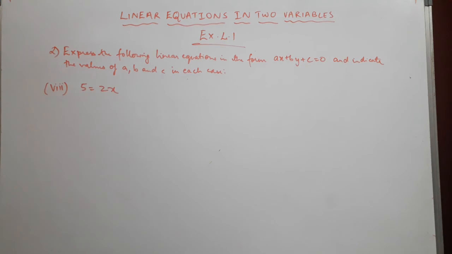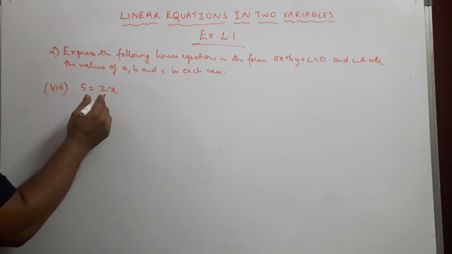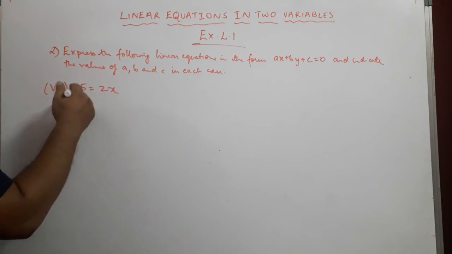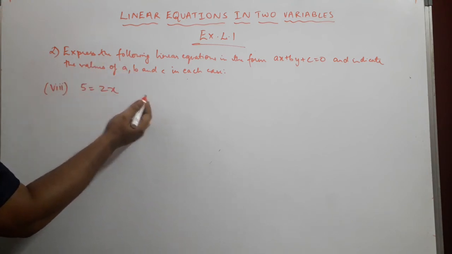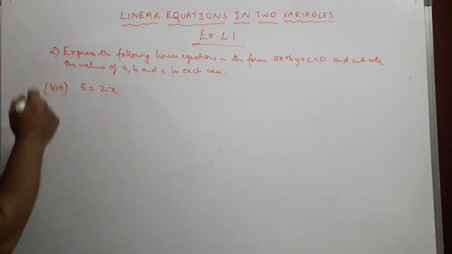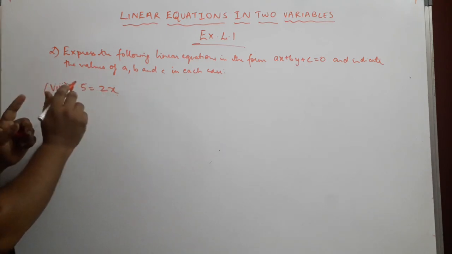Coming to the final problem under question number 2 from exercise 4.1, we have 5 equal to 2x. So we'll have to bring the 2x on the left hand side, or you can take the 5 on the right hand side. Either way it will become the same. I'll show you how. Only the signs will differ.